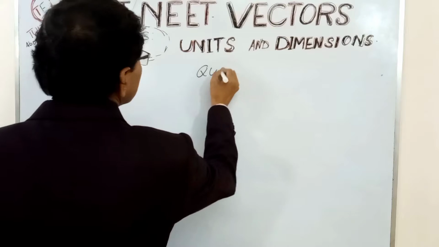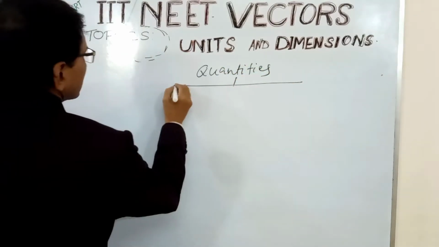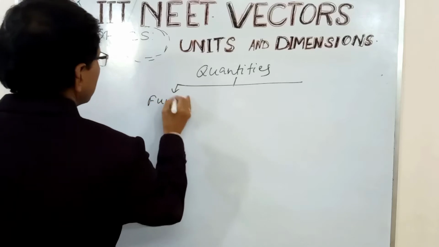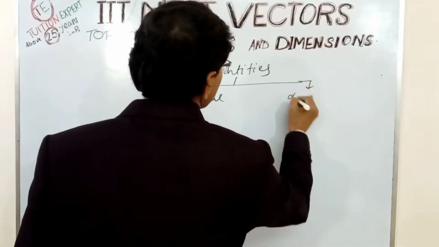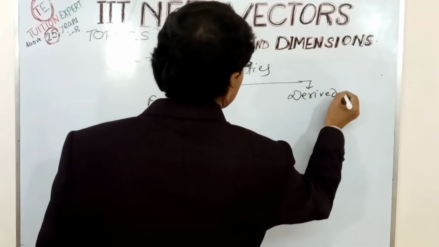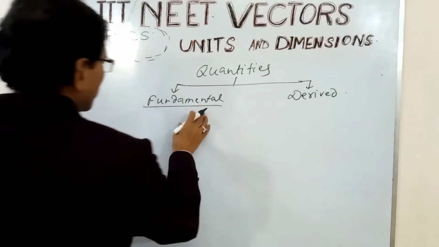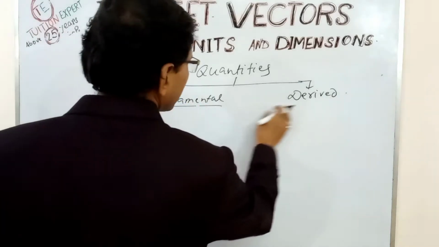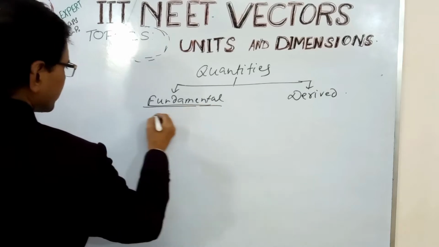Any quantity is of two types: fundamental and derived. So we have to put the units of fundamental and derived quantities. So, fundamental units.